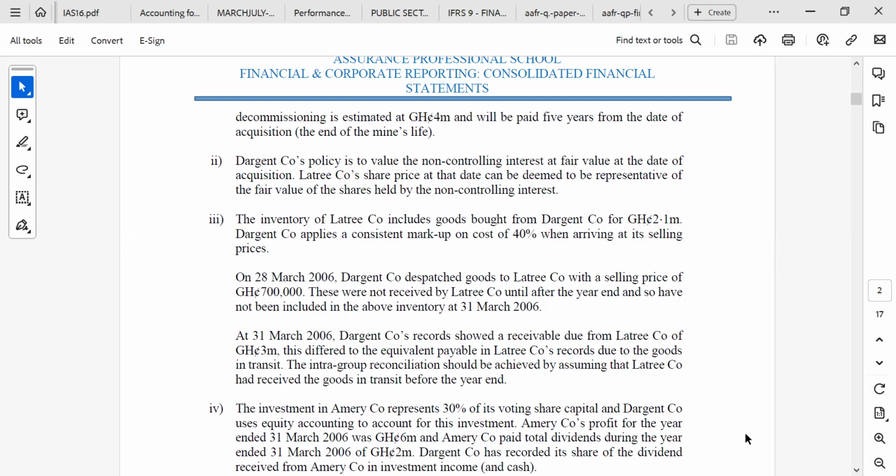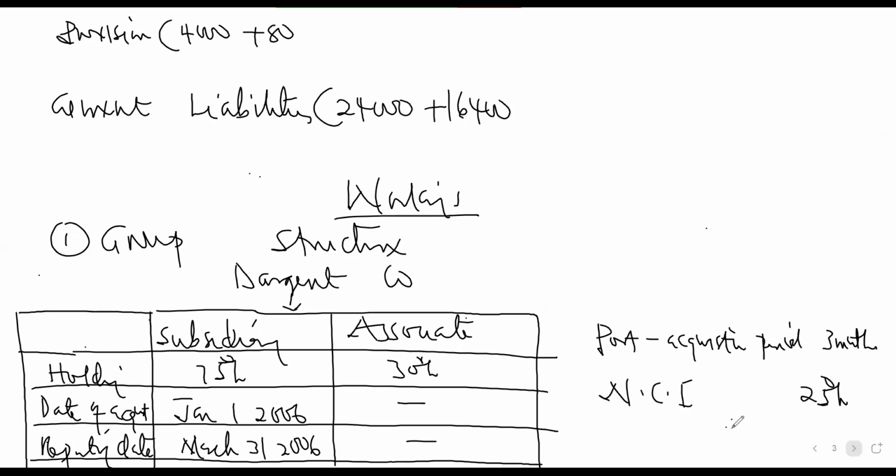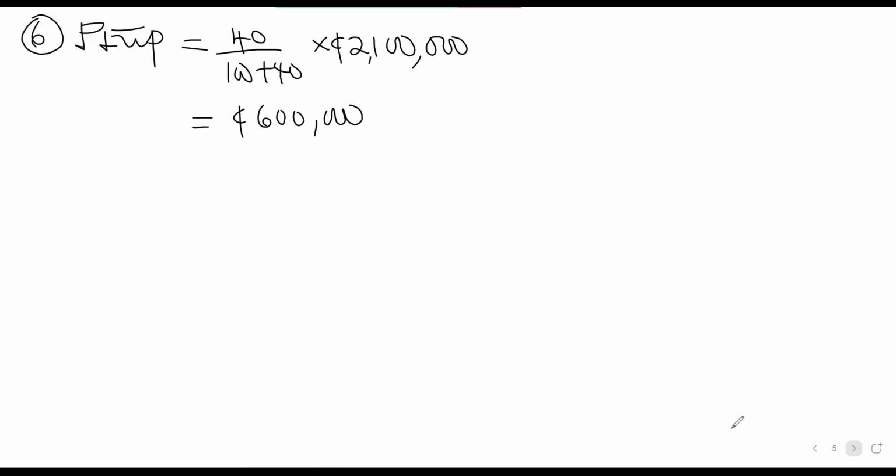So the profit element there will be in our what? In our sales. But none of these goods has been sold, isn't it? None of these goods has been sold. The 700, none of them have been sold. So it means that the profit that the parent recognizes on this particular item has to be removed. So let's go and remove that one before we come to the other issue.